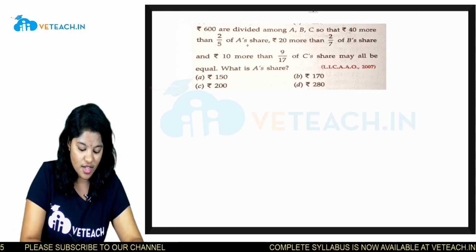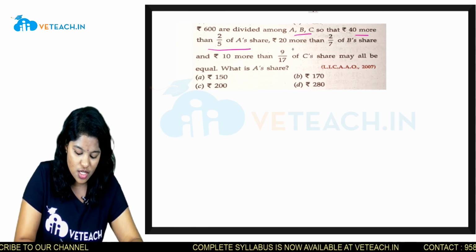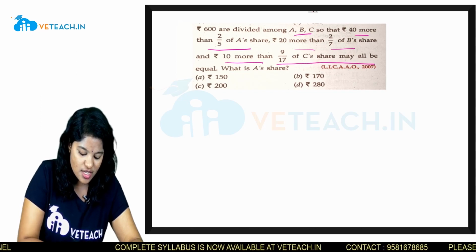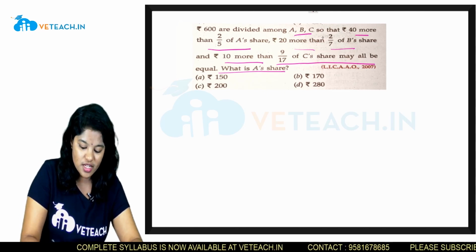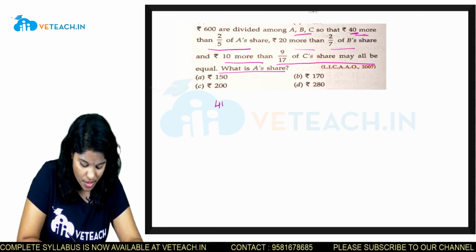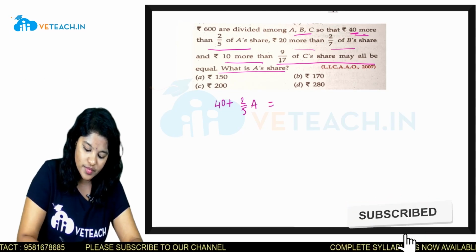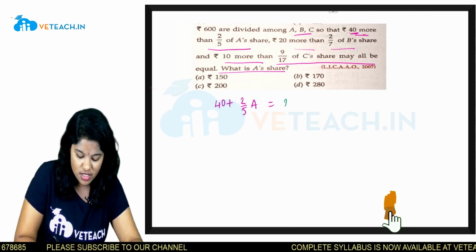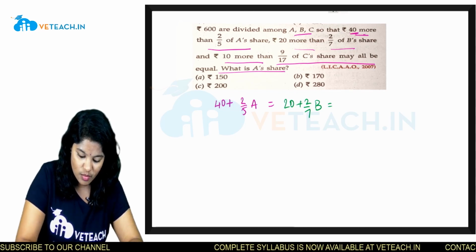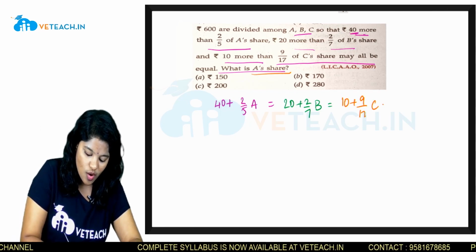So see here, given that 600 is divided among A, B, C, 40 more than 2 by 5 of A's share, 20 more than 2 by 7 of B's share and 10 more than 9 by 17 of C's share may be equal. What is the A share? So here, 40 more than 2 by 5 of A's share. So 40 more than means 40 plus 2 by 5 of A's share is equal to 20 more than 2 by 7 of B's share. So 20 more than 2 by 7 of B's share is equal to 10 more than 9 by 17 of C's share. So we have to find out what is the A share.